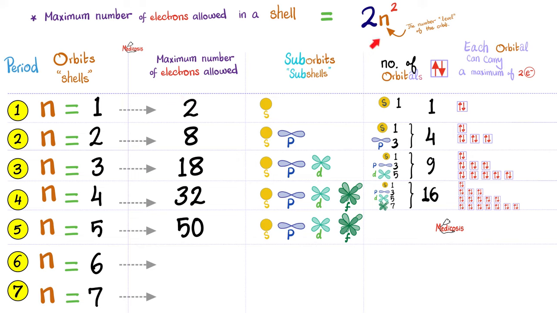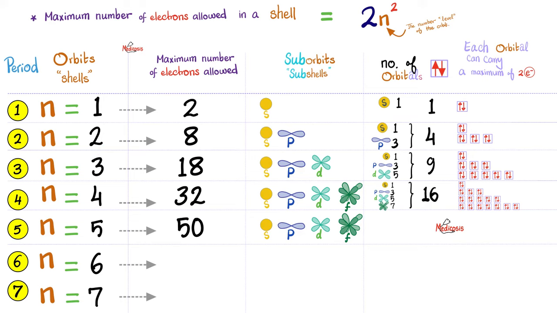In the first period of the periodic table, you only have one shell, which means the maximum number of electrons allowed is 2. But the maximum number of orbitals is 1, because it's just n squared. I have one orbital carrying 2 electrons. What's the name of the subshell there? I only have the s subshell. In the second shell, I have the s subshell and the p subshell. The s subshell has 1 orbital, and the p subshell has 3 orbitals. The s subshell is going to carry 2 electrons maximum, and the p subshell is going to carry 6 electrons maximum. 2 plus 6 equals 8, the maximum number of electrons in the second shell. Next, third shell.